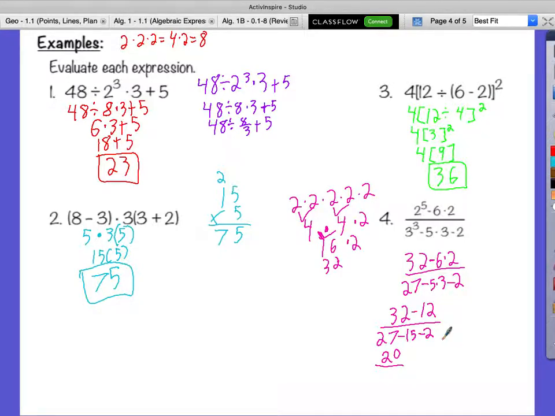Alright, so let's do that. 27 minus 15, what is 27 minus 15? 12. Okay, we still have 12 minus 2. Okay, and that does end up being 10. So now we have 20 divided by 10. And hey, what is 20 divided by 10? 2, right? For some reason, I've been thinking my right was my left this whole time.